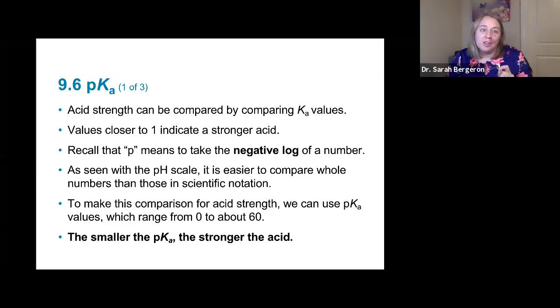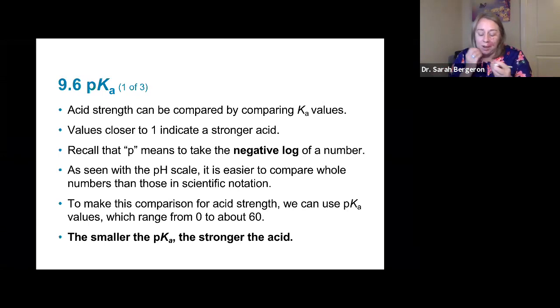We're on chapter 9, section 6, and we're going to talk about pKa. So remember when we talked about pH? Well, this is a very, very, very similar concept, right? We can use this term in order to compare acid strength. So is one stronger than another, right?